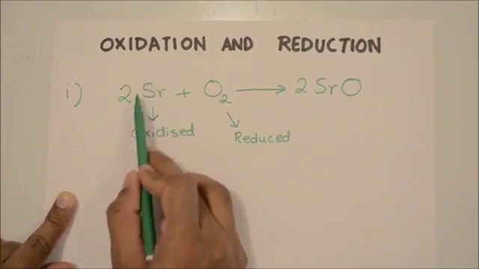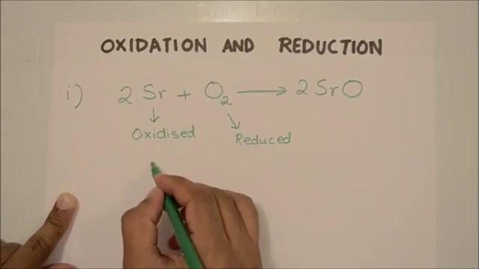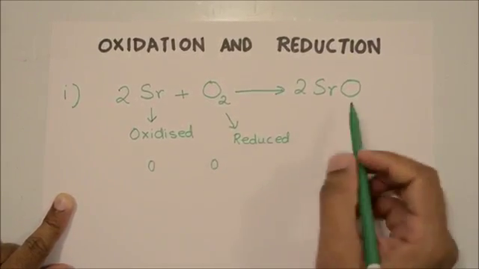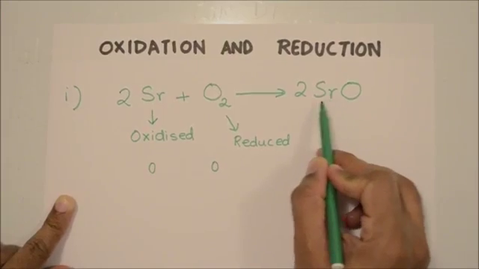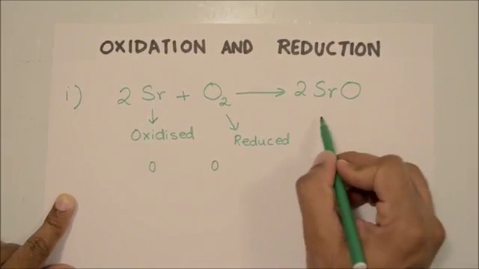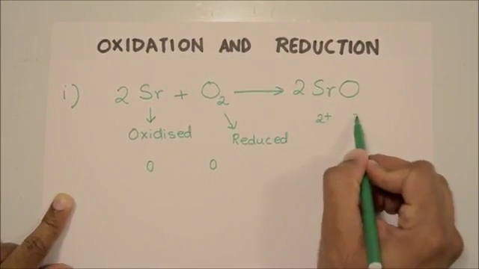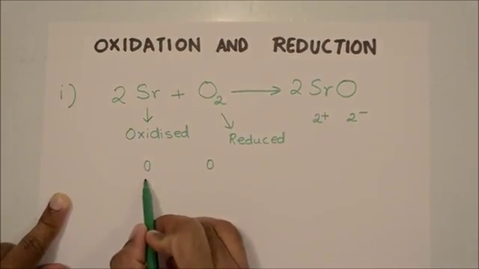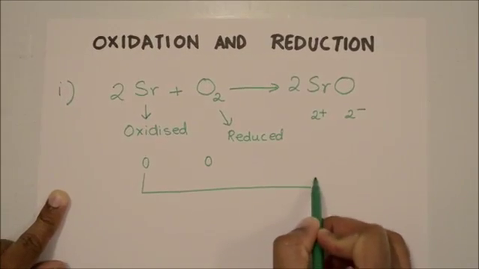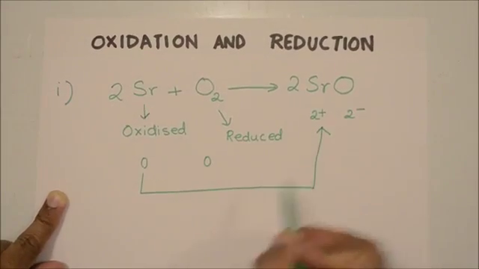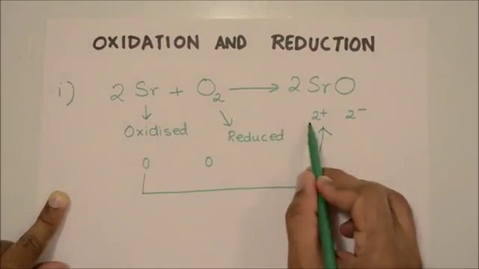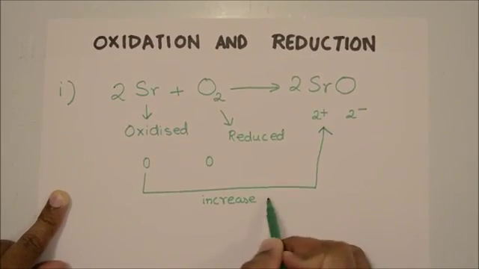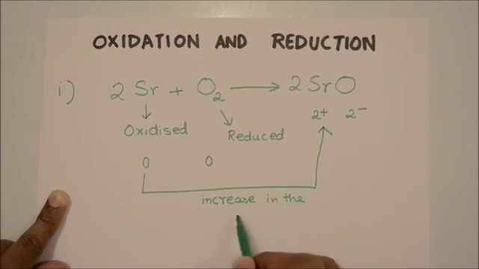We know the oxidation state according to the rules: since it is just the element, it is 0, and even for oxygen in the oxygen molecule it is 0. But since strontium oxide is an ionic compound, we know that it is +2 and -2. So oxygen has -2 and strontium has +2. If you observe the change, strontium is facing a positive change. From 0 it has moved to +2, so there is an increase in the oxidation number.